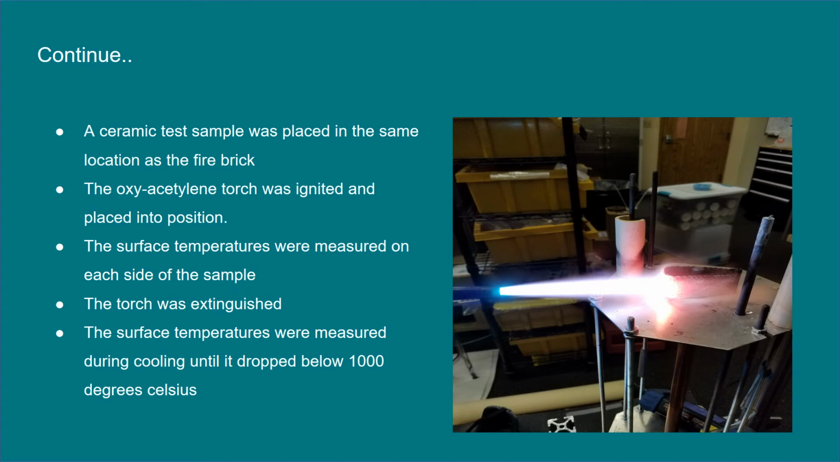Our testing continued as we placed our advanced ceramic in the same location as the fire brick. The acetylene torch was ignited and placed into position. During heating and cooling, the surface temperatures were measured, and we stopped measurements once the sample reached 1,000 degrees Celsius.